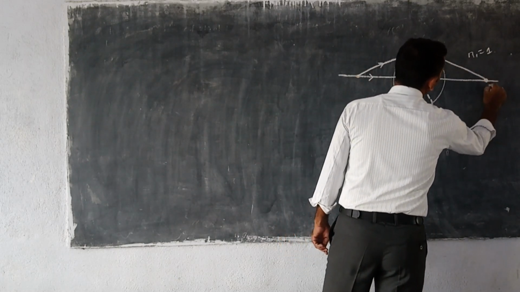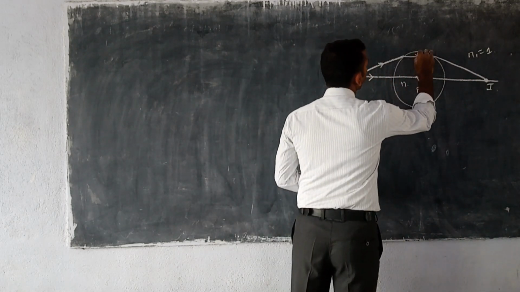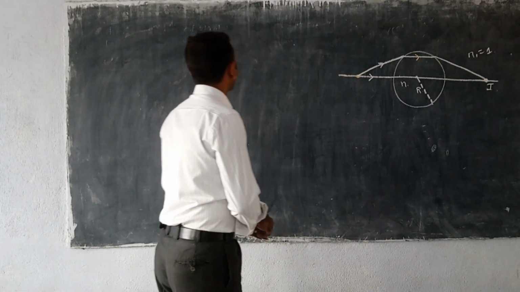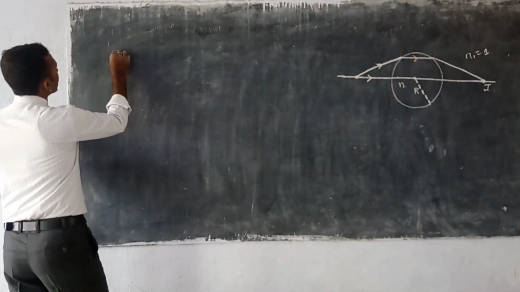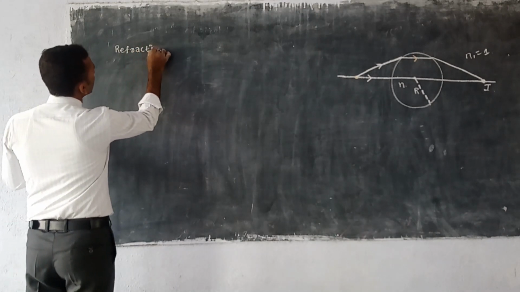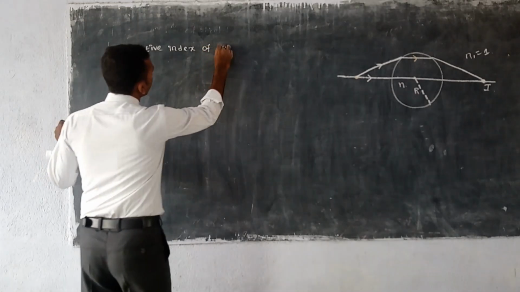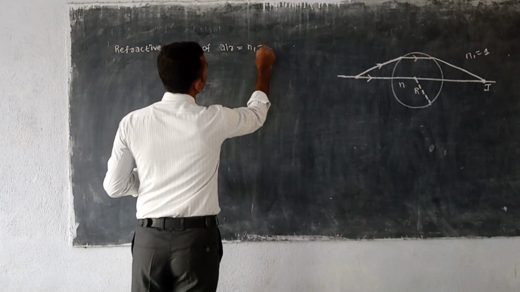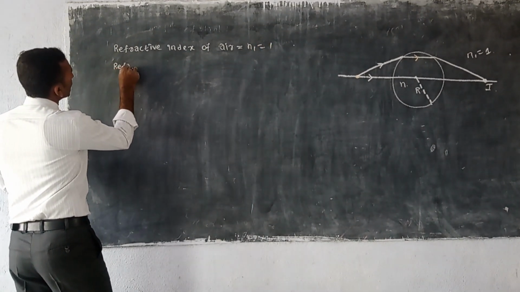Just think this is point I, the image, and this is the object, and find out where we should keep the object here. Okay, so write the values here. What values are there? First, the refractive index of A, n1 equals 1.